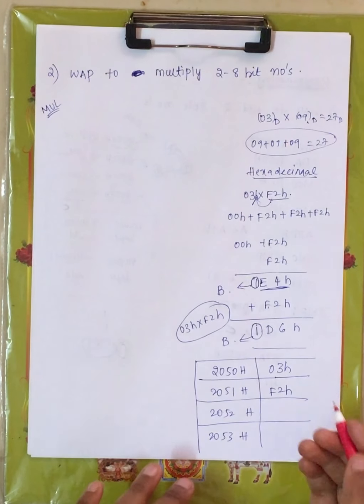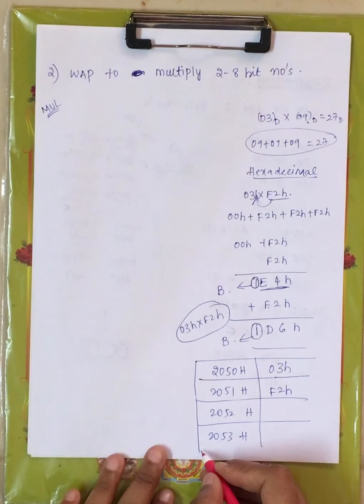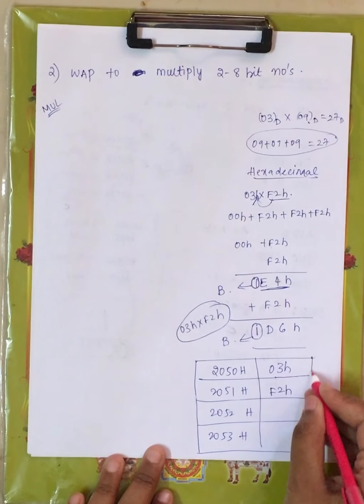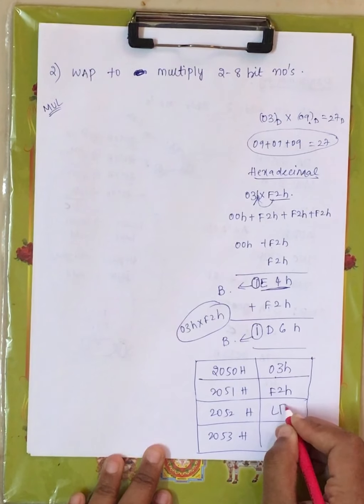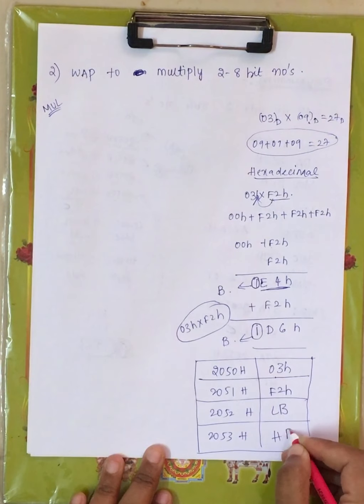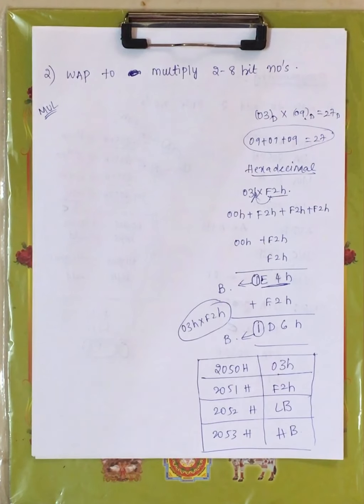Now after multiplying, as I have said, the lower byte is stored under the lower address and the higher byte is stored under the higher address. This is the basic principle of the microprocessor. After multiplication you get some result, the lower byte is stored under the lower address, the higher byte is stored under the higher address. Now this is the scenario. For this scenario let us write the programming part.